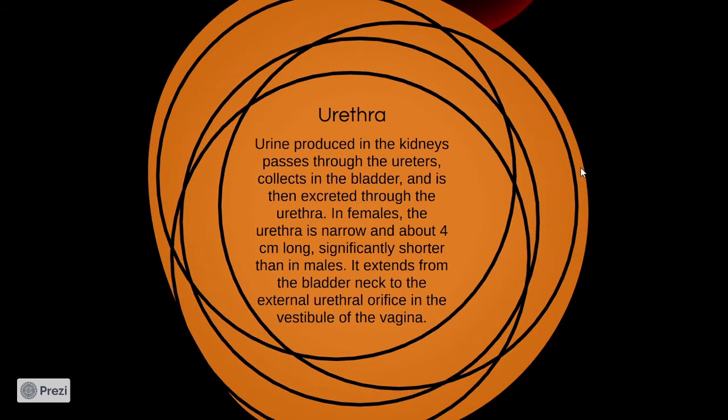The urethra is the final passage of urine as it exits the body. Its length differs between men and women, approximately 20 centimeters long in men in comparison with women with only 4 centimeters long, due to anatomical reproductive differences.